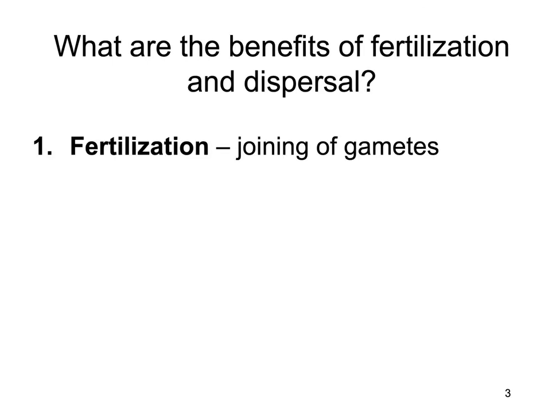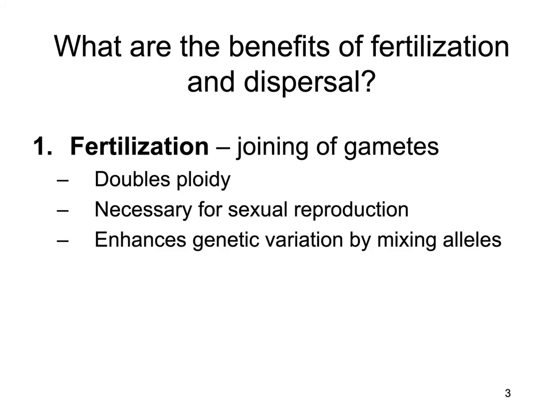First, let's talk about the definition of these terms and also the benefits of them, okay? When we talk about fertilization, all that we're talking about is the joining of gametes, the coming together of the egg and sperm to form a zygote. And recall that fertilization will double your ploidy. So you'll have haploid gametes coming together to make a diploid zygote, or whatever ploidy it's initially at, it's always going to double the ploidy when you have fertilization.